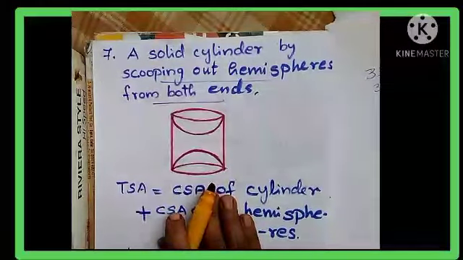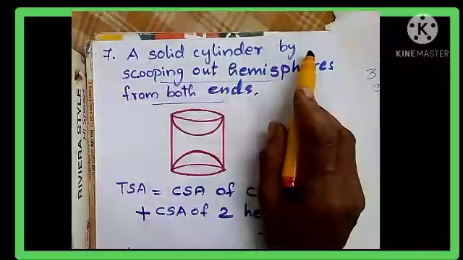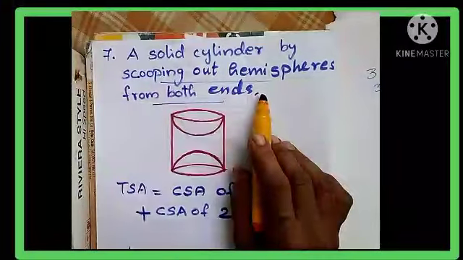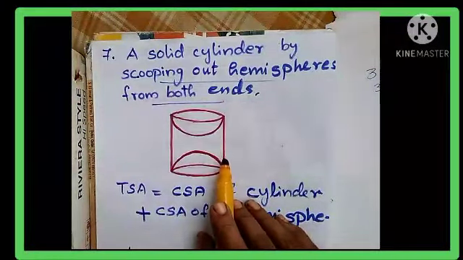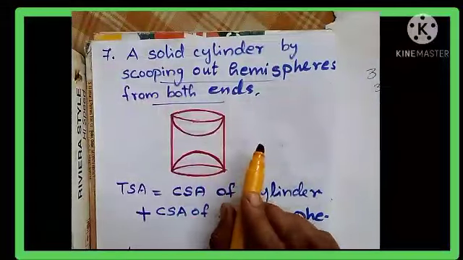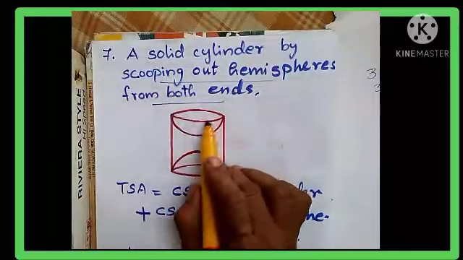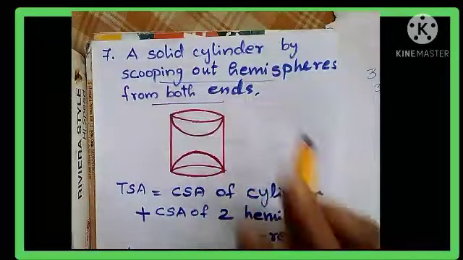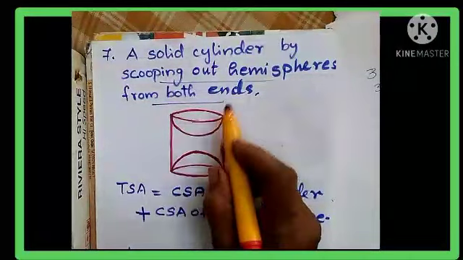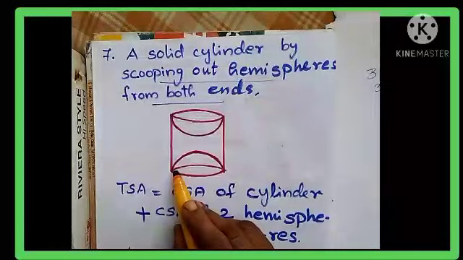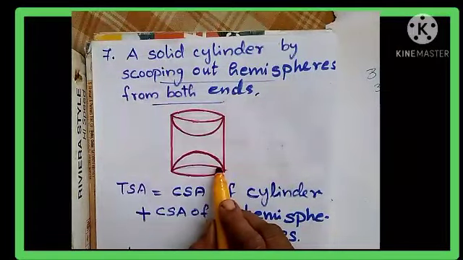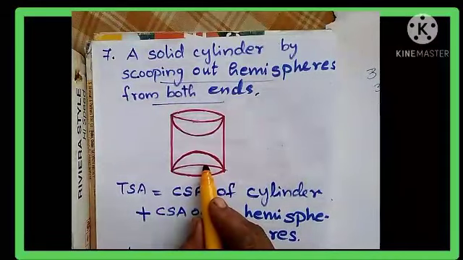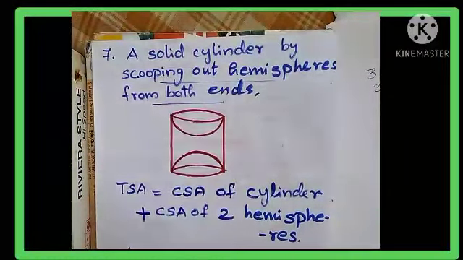Next, seventh one. A solid cylinder by scooping out hemispheres from both ends. So a cylinder is given, scooping out two hemispheres. See that? From here a hemisphere we are taking out. Suppose it is a wooden cylinder. From this a hemisphere we are taking out, from the other end also. So from here a hemisphere taken out, from this end also a hemisphere we are taking out.